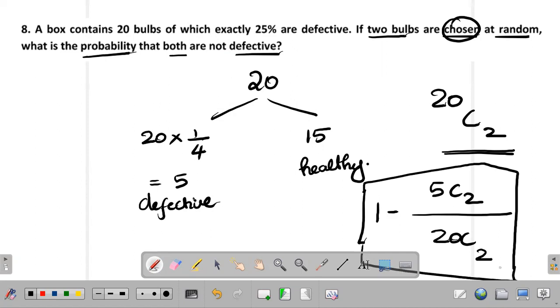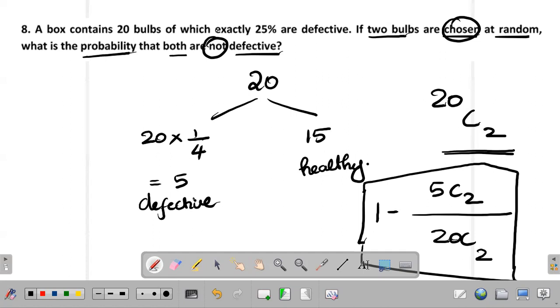And this is not equal to 15C2 by 20C2. Why? Because when I say both are not defective, it does not mean that both should be healthy. Listen carefully: when I say both are not defective, it does not mean that both should be healthy. One is defective, the other is healthy, and that is also a possibility where both are not defective. Did you get me? I will give you another analogy.